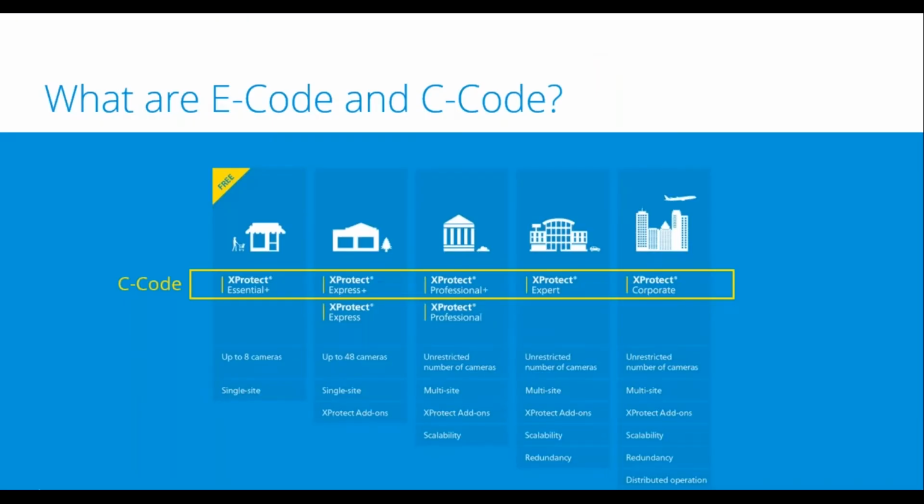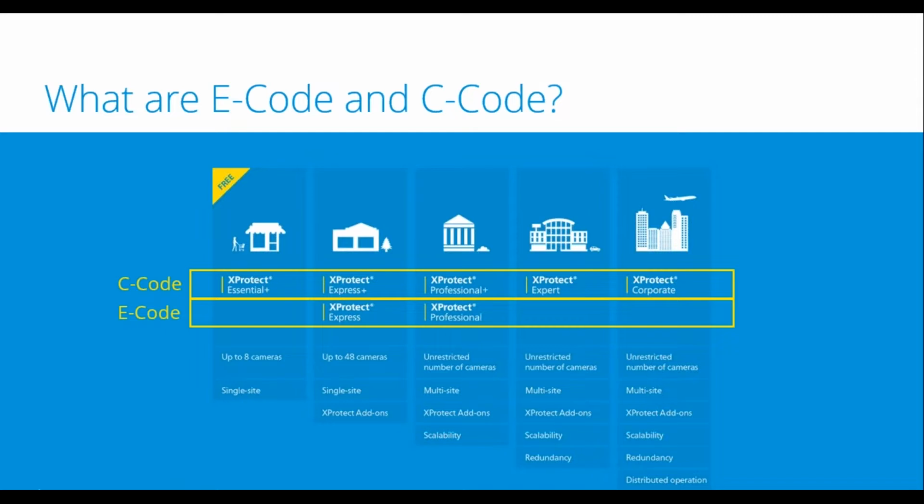So what are E code and C code? C code is basically referring to our corporate product engine and all of the products that are subsets of that. So that is Corporate, Expert, Professional Plus, Express Plus, and Essential Plus.